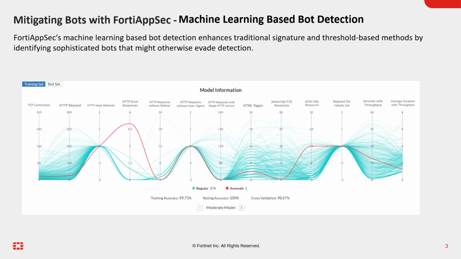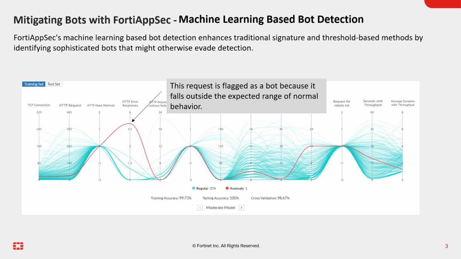The learning model analyzes user behavior across 13 different dimensions, including things like the rate of HTTP requests, JSON or XML resources, and average duration with throughput. There is no need to manually set thresholds. If a request doesn't match the learned model behavior, FortiAppSec simply flags the abnormal request as a bot.